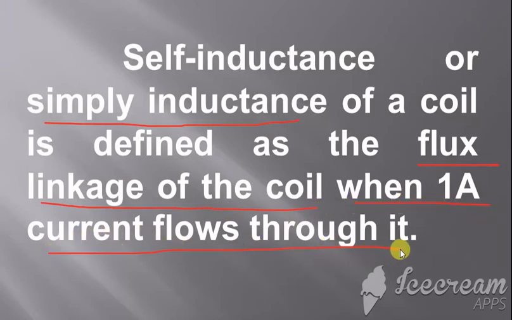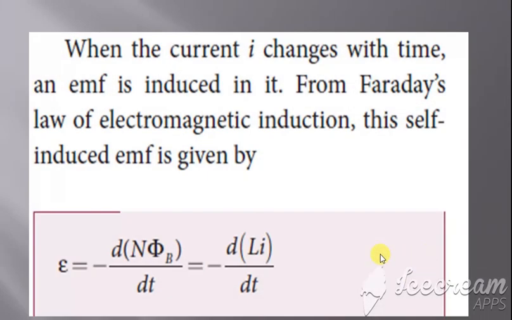Because we are considering the value of I is equal to 1 ampere, the self inductance is equal to the flux linkage. Okay, so clear. So this is a definition of self inductance. Using this we are going to derive the equation when I is a current and EMF is induced.